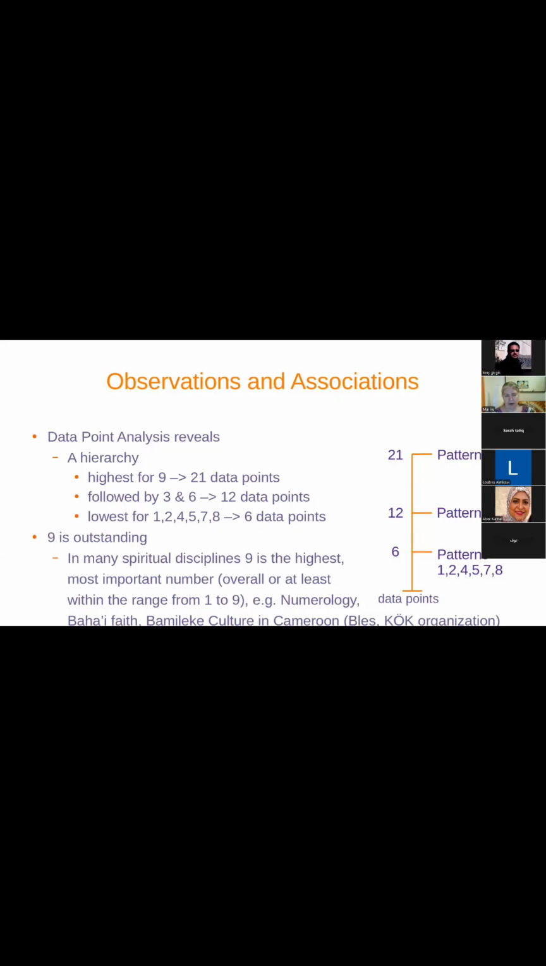So we already know that 9 is outstanding, and it's the highest in the sequence, but it is even elevated with these number patterns, which is already known in many spiritual disciplines, that 9 is the highest, most important number overall, or at least within the range from 1 to 9. For example, in numerology, in the Baha'i faith, and Bamileke culture in Cameroon, which I know from Bless, who is a member of the Cameroonian Austrian Culture Association in Graz, Austria.